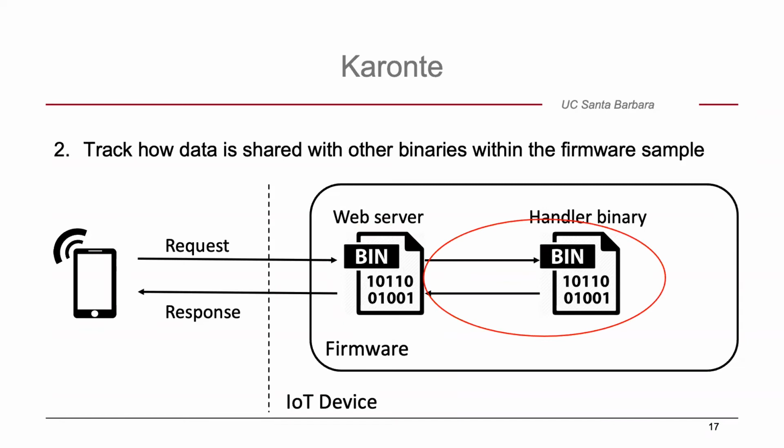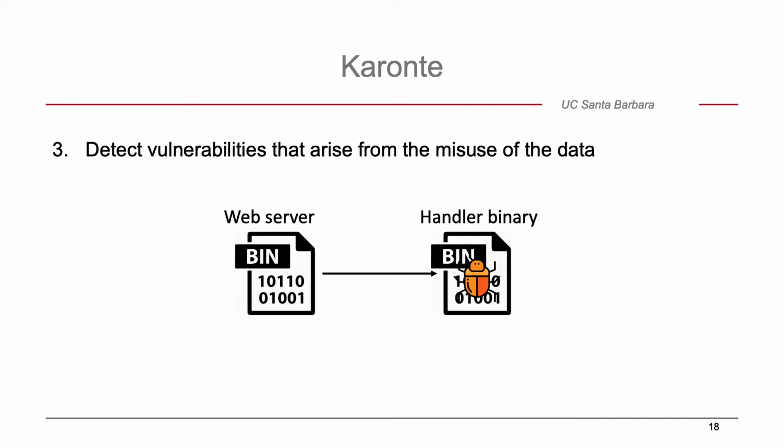Then we want to understand how those binaries can possibly pass information to other binaries, right? Also, that's not entirely clear. How do you do this? How do binaries typically talk to each other, right? They can do it through the file system, through sockets, through shared memory, through the environment, as we have seen before. So we basically have to track all the possible inter-process communication channels. And when we can track those data flows, then we want to see if we can find vulnerabilities that happen as potential misuse of the data.